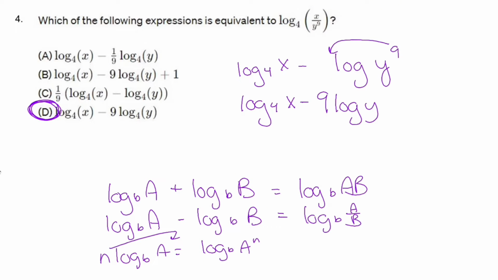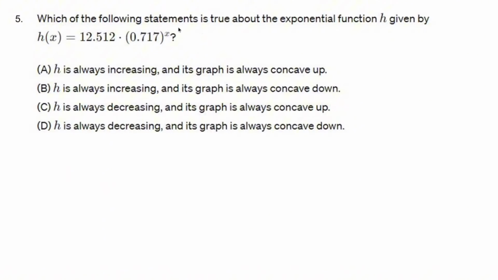Hope this helps. Which of the following statements is true about the exponential function h given by h of x equals 12.512 times 0.717 to the x? All right, so it's talking about increasing, decreasing, concave up, concave down. Let's get a general graph of what this looks like.